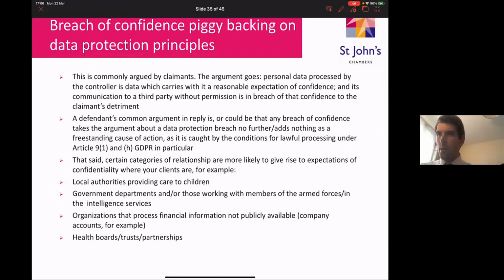And the argument usually goes, personal data processed by the controller has a reasonable expectation of confidence, and its communication to a third party, and this I think is important, without the data subject's permission is in breach of that confidence. Though again, you'd have to show detriment to the claimant. And a defendant will commonly say in reply, this doesn't add anything to your allegations of breaches of the data protection principles.